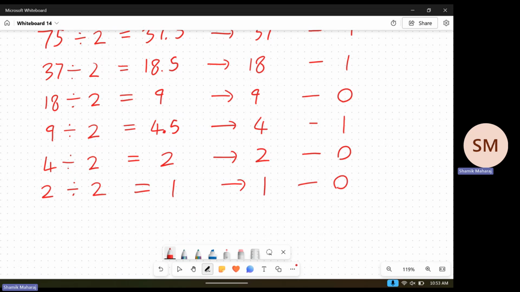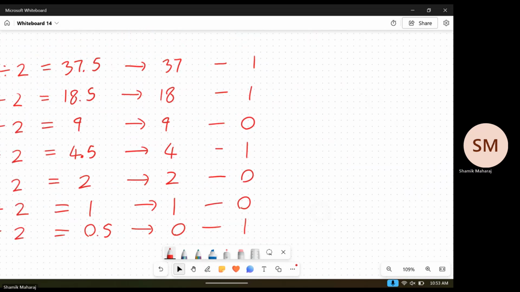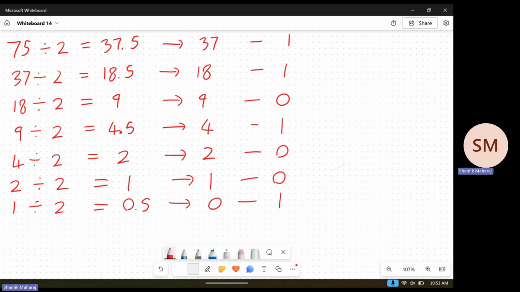I just learned this method yesterday, guys. So if you've done it before, just let me know. So the last one is 1. Keep dividing by 2. So 1 divided by 2 gives us a half. All right, this is 0.5, which is 0 remainder 1. Something wrong here.